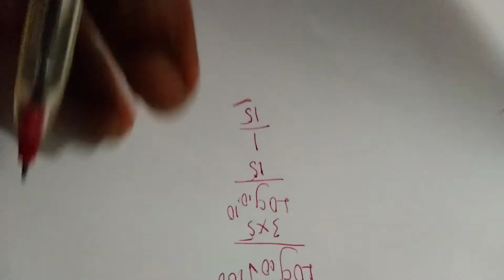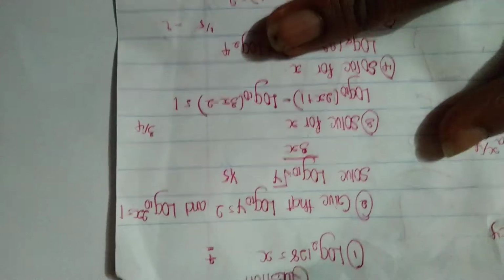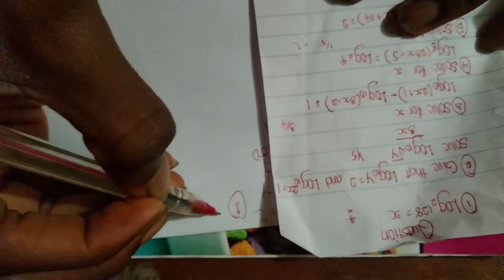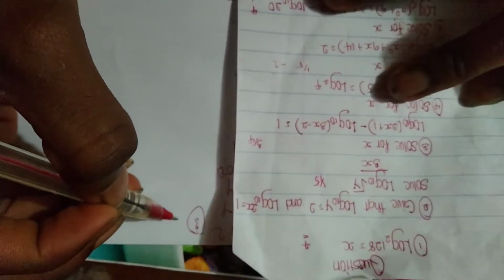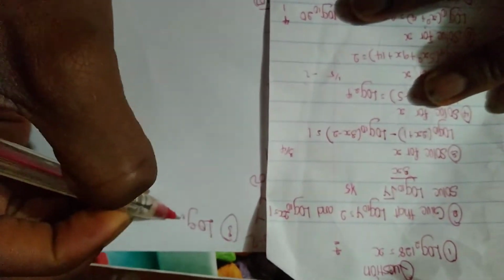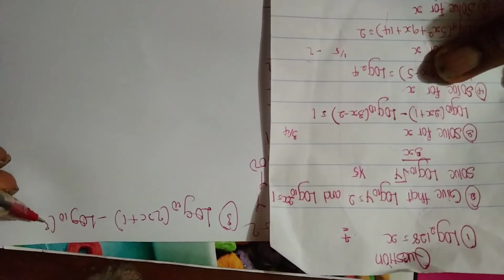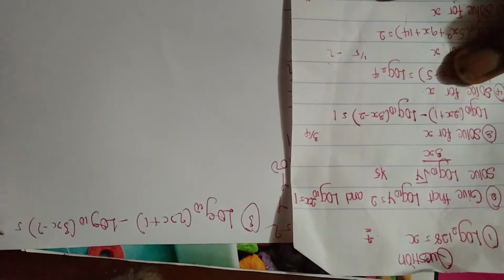So let's do question 3. We have solve for x. They say we should solve for x. The question is log base 10 of (2x plus 1) minus log base 10 of (3x minus 2) is equal to 1. So what do we do first?